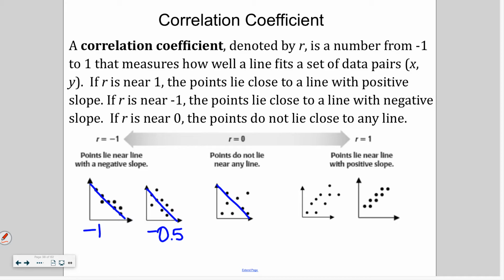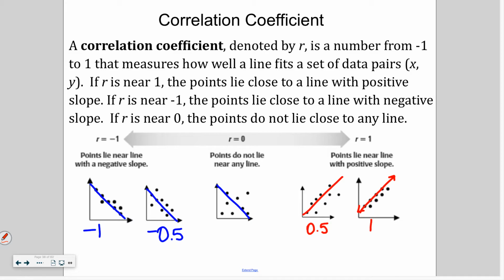Okay? If I look at this and I put a line straight up the middle, those are going uphill, so it is positive. But my points don't get really close. I have some that are spread out, so that's going to be a 0.5. If I look at the last one, if I put a line straight up through there, and if I could have done that right in the middle, those are really tight together, so that would be a 1. It's going uphill, so it's positive.